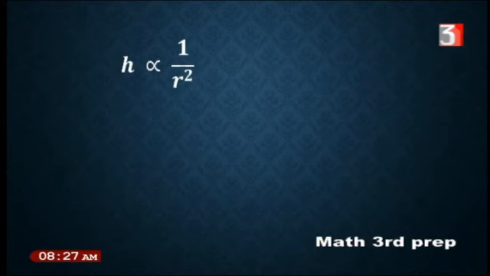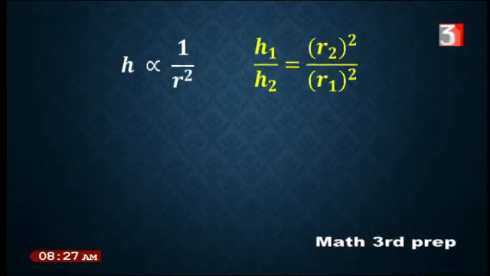In this case, it is inverse variation. So we can say that h1 over h2 equals r2 to the power of 2 over r1 to the power of 2, by substituting for the values of the height and the equivalent radius.